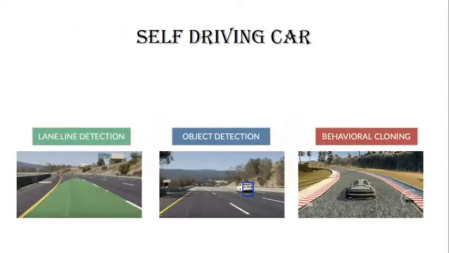Okay, now self-driving cars. Everyone knows about Tesla cars, right? That is one of the autonomous cars. That is called a self-driving car. So how does the Tesla car work?